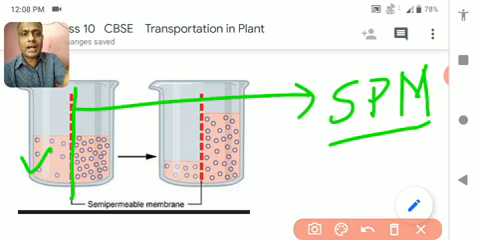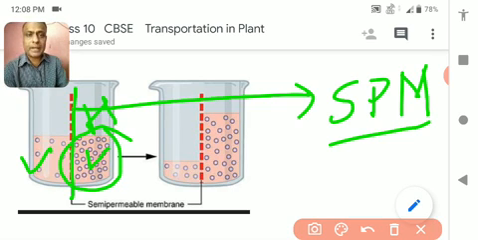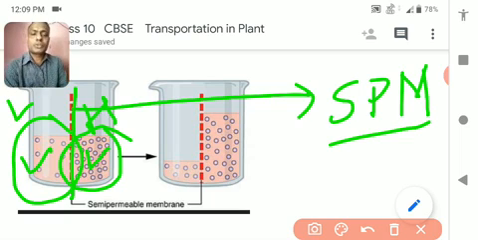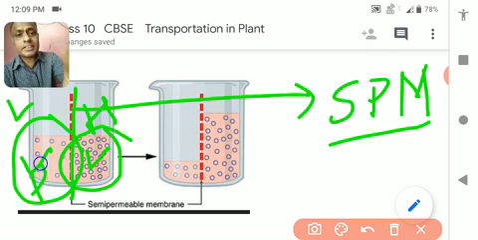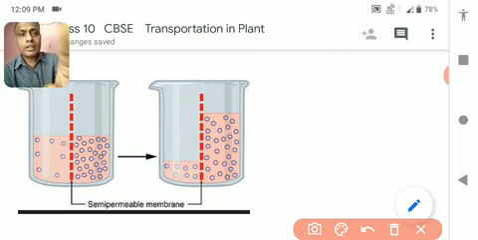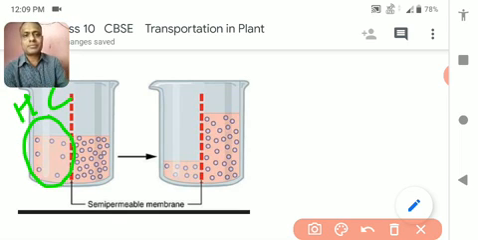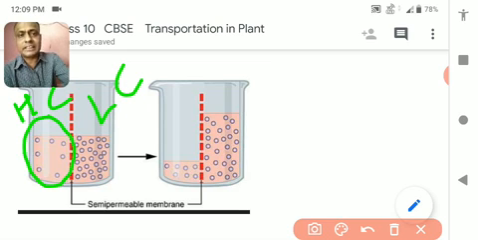So the two solutions are separated by a semi-permeable membrane. Now observe which one is higher concentration. This one is higher concentration because a lot of solute particles can be found in this solution, and in this solution very few solute particles are found, so it is lower concentration. Because the solute is less, it means water is more here, means water is present in higher concentration in this solution with respect to the other.